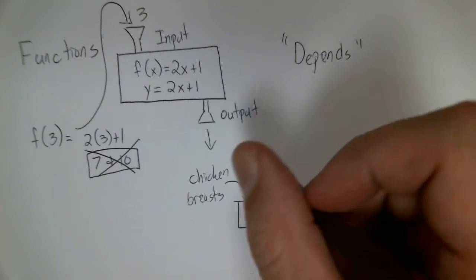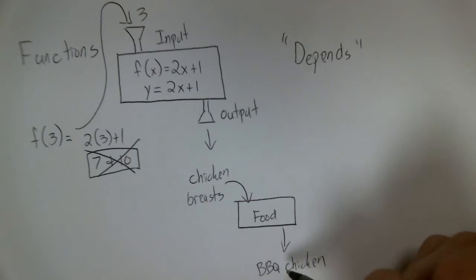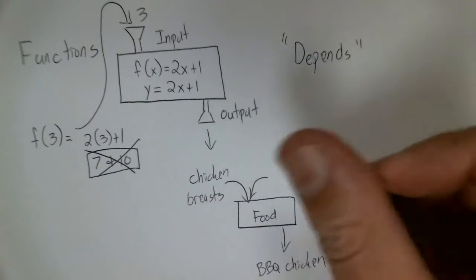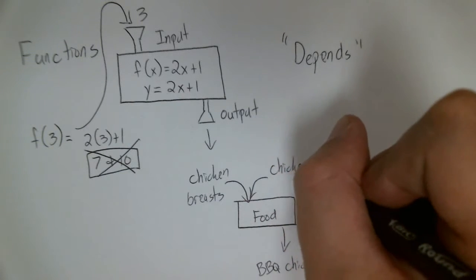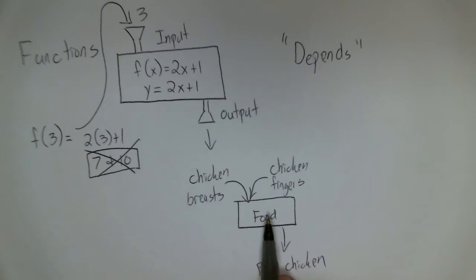And let's say I can have two different inputs give me the same output. I can have that. So I can take my chicken fingers and stick that into my crock pot, into my function machine, into my food machine, and it can also spit out barbecue chicken. That's fine. I'm taking two different things and getting out the same thing. No problem. I can have two different inputs giving me the same output.